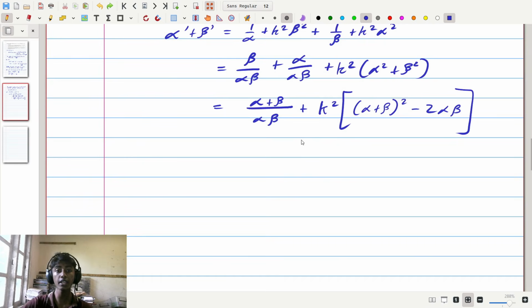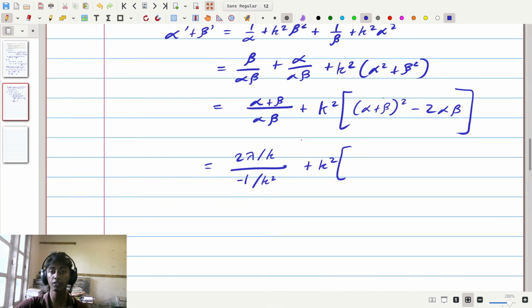So substituting in, we can see alpha plus beta becomes 2 lambda divided by k, and alpha beta is -1 divided by k squared. And then we have plus k squared times (alpha plus beta) squared, which is (2 lambda divided by k) whole thing squared, minus 2 times alpha beta, which is -1 over k squared.